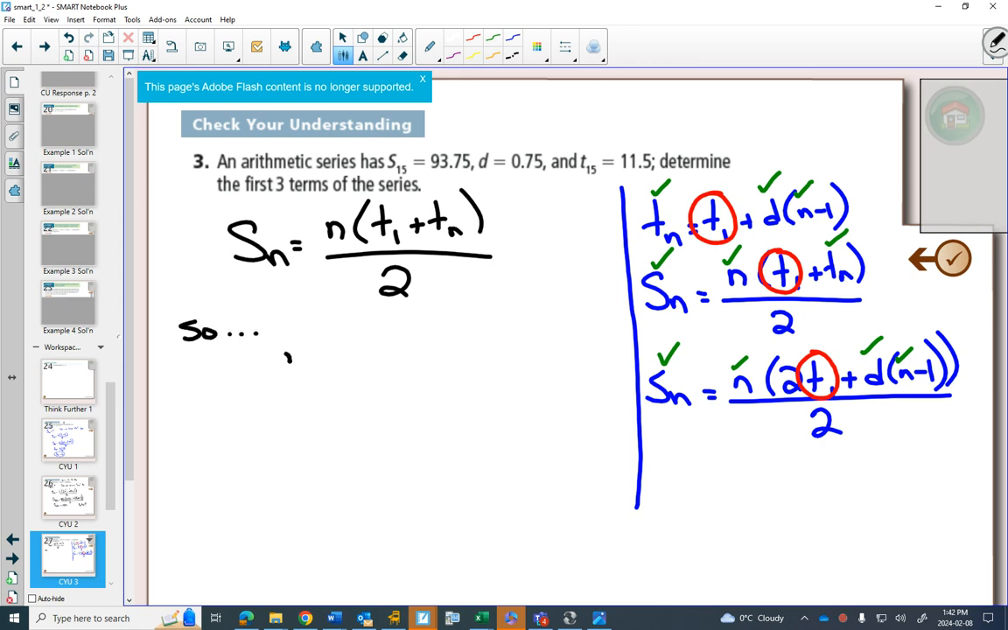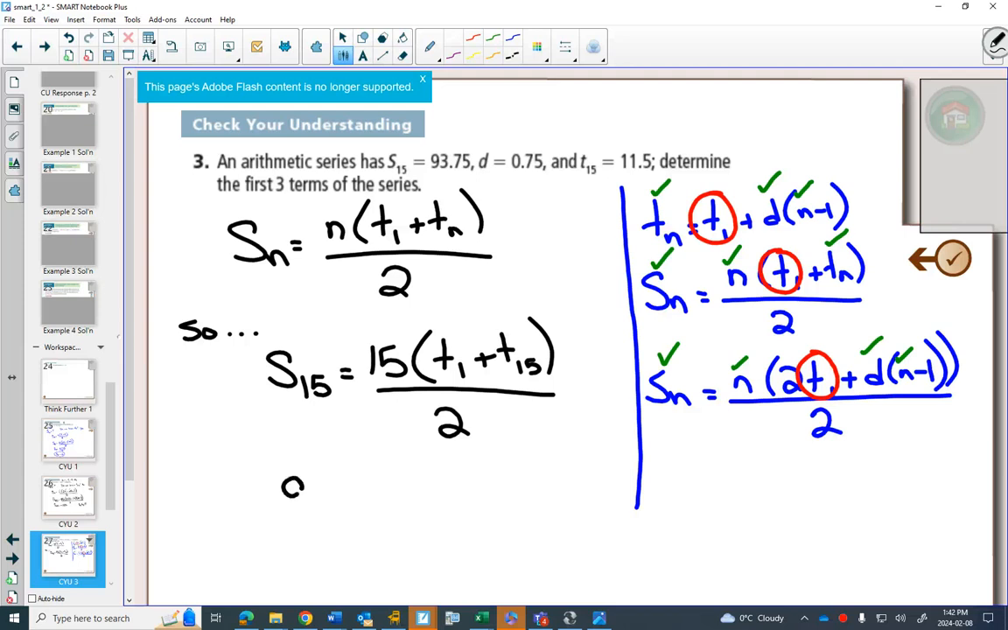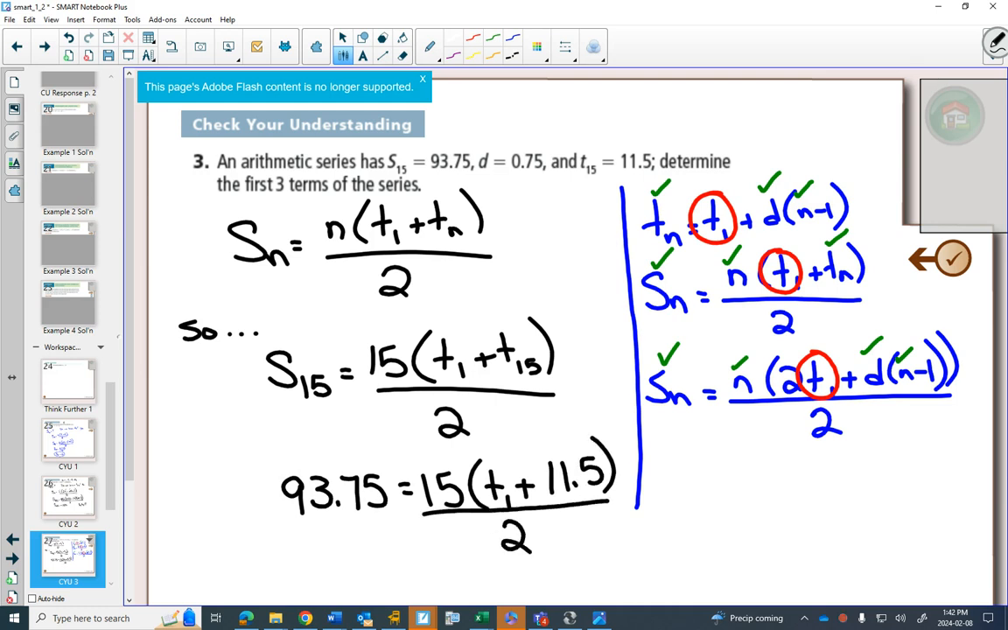So if this is our formula, that would mean that S15 would have to equal 15 times term 1 plus term 15, over 2. And this would be a step that some of you would skip. I don't mind if you skip it. But the reason some of you might skip this is because you would right away put in, well, the sum of the first 15 is 93.75. 15, term 1, plus term 15 is 11.5, divided by 2. And now we're going to have to use our algebra to get term 1 by itself.